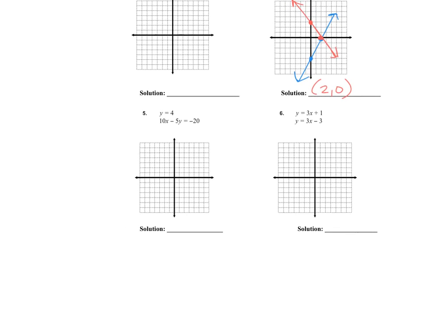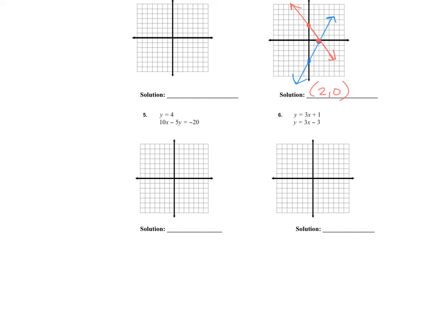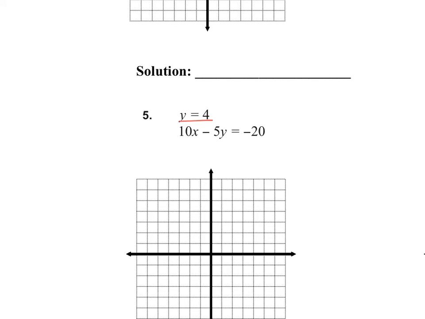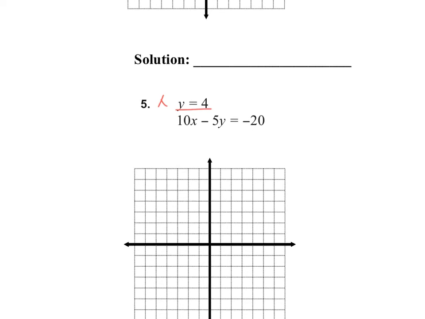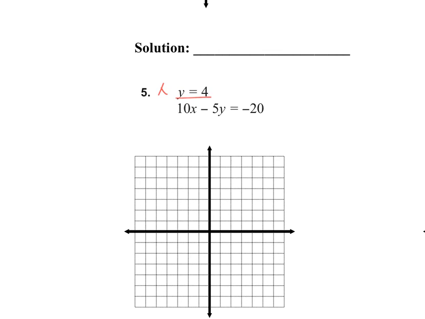Okay, last one. Let's do number 5 together, and then I'll let you finish the rest. The equation y equals 4. Remember, whenever it's y equals a number, that's a horizontal line. Flip a y upside down, it looks like an H, right? So a horizontal line at 4 is going to look like this. Our other one, I would probably just find intercepts for this.